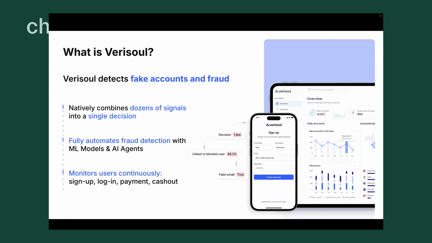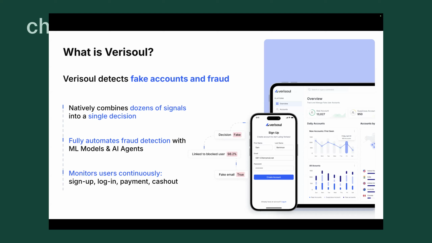So first, a bit about us. Verisoul is fundamentally a fraud prevention company. We help other companies detect fake accounts and fraud. This could be a ticketing platform that's trying to prevent ticket scalpers. It could be an online dating app trying to prevent fake profiles, a B2B SaaS company trying to protect its free trial. There are maybe two things that differentiate us.